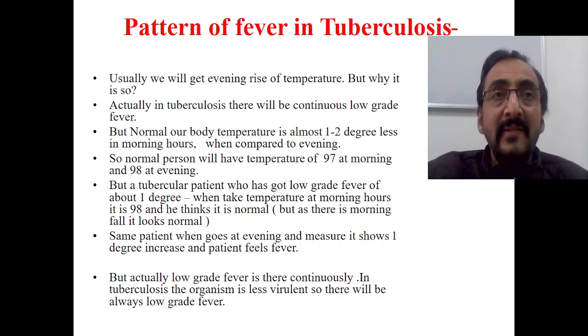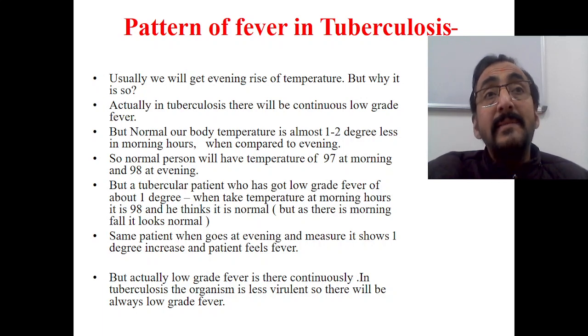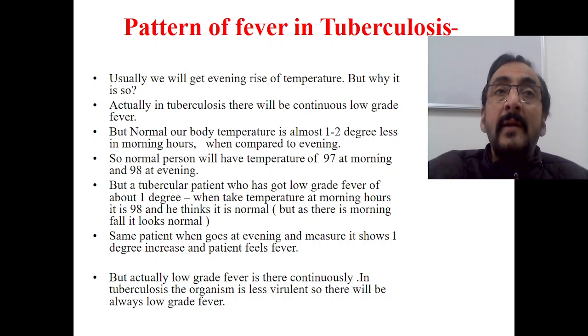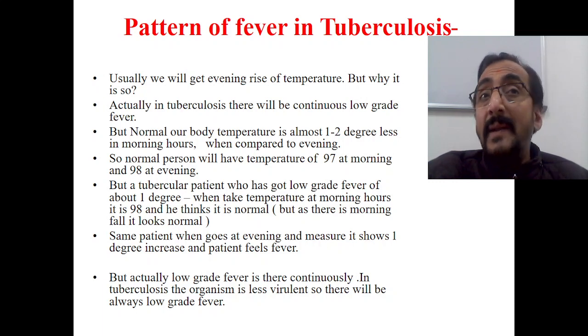Try to understand this. Normally in all human beings, the body temperature in the morning hours is 1 to 2 degrees lesser than in the evening hours. So a normal person will have a temperature of 97 degrees Fahrenheit during the morning hours and 98.6 degrees during the evening hours. I am talking about a normal person, who has a body temperature of 96 to 97 in the morning hours and about 98.6 in the evening hours.